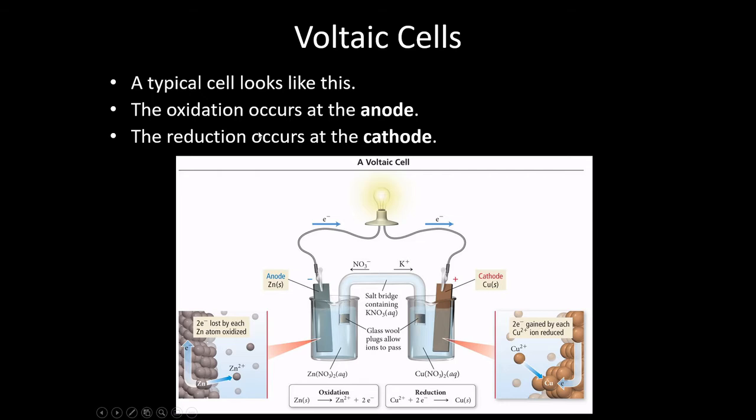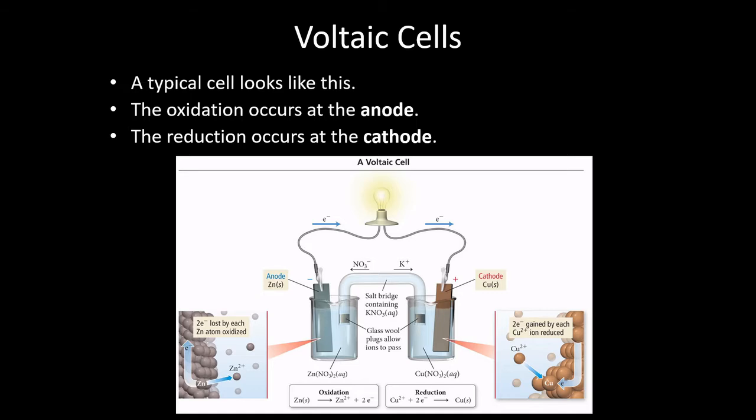So this is where oxidation occurs, and it is the negative side of the voltaic cell. If you go to your cabinet and pull out a AA battery, you'll see that one end of the battery is marked with a negative sign, the other end is marked with a plus sign. The negative side of that battery is the anode. That is where oxidation occurs. The other side is the cathode, and that is where reduction occurs.